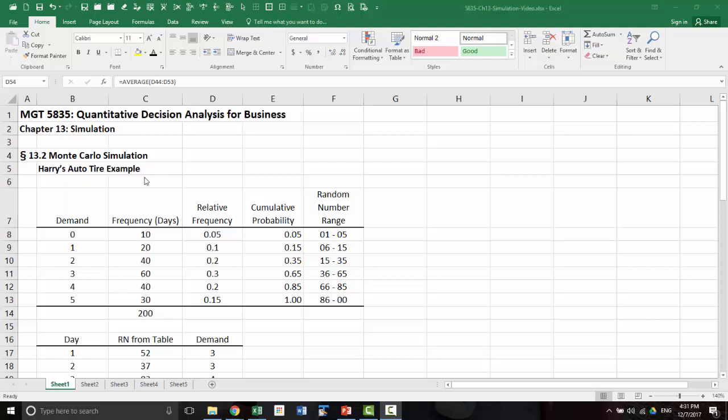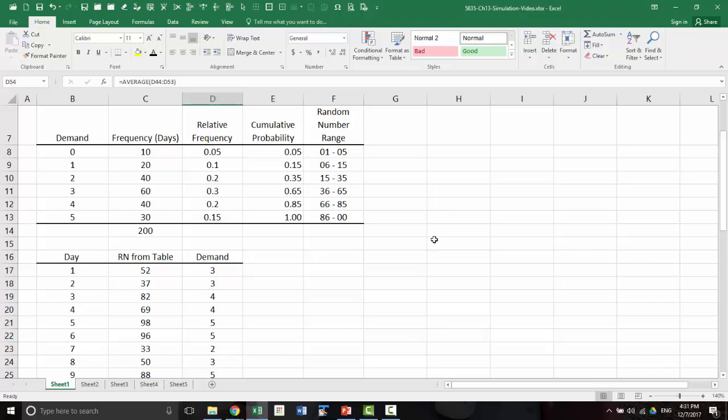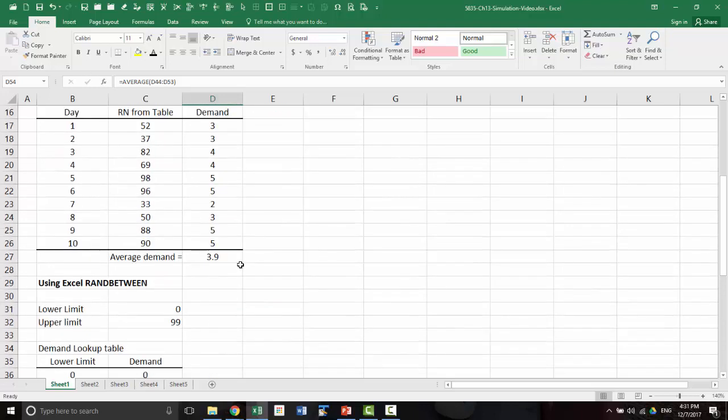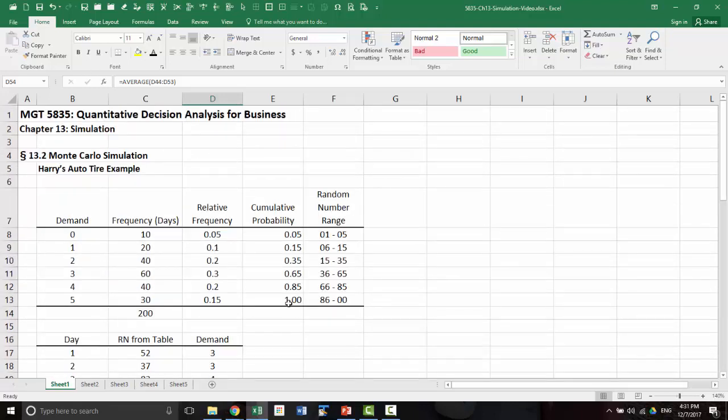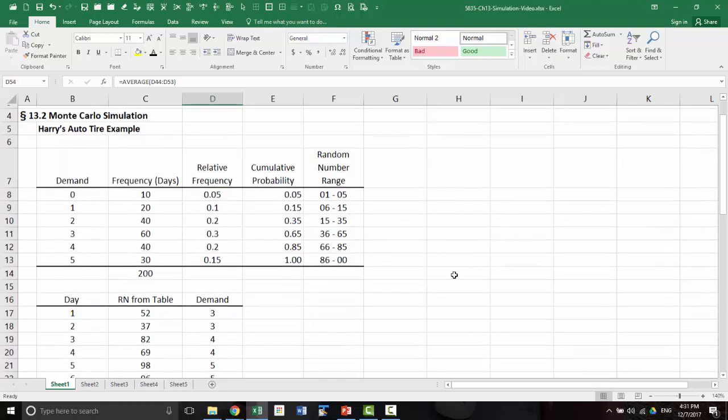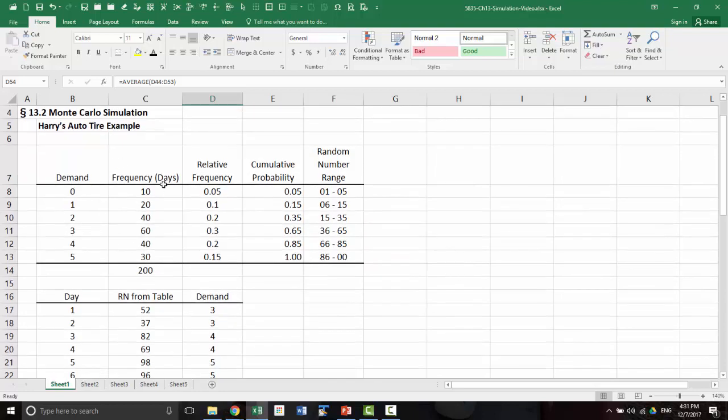Okay, now let's look at how to generate random numbers from other distributions. Right now, with RANDBETWEEN, we generated random numbers from a discrete distribution given by this frequency table that was given to us. So that was according to this probability distribution.